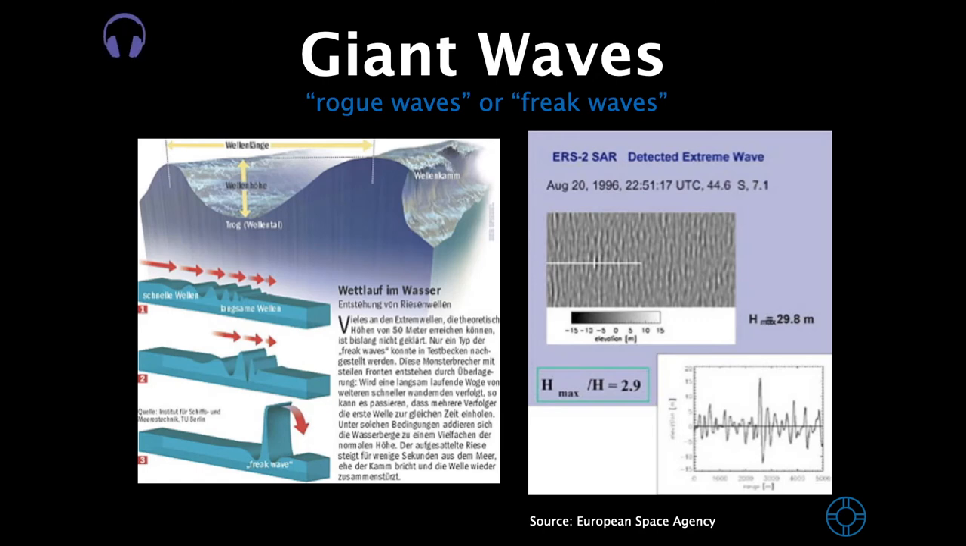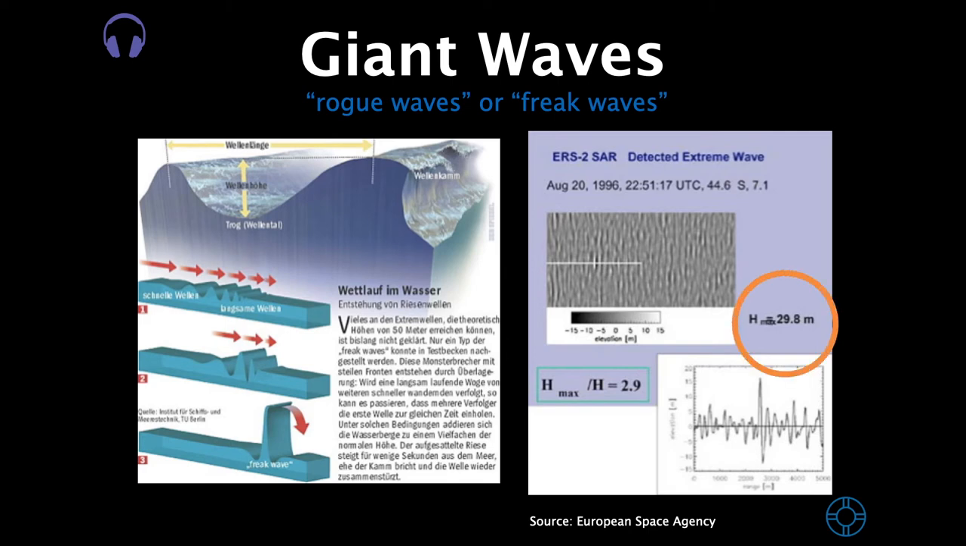This is an illustrated example of rogue, or freak, wave detection. The wave was detected from satellite measurements on the 20th of August 1996 by the European Space Agency. The maximum wave height reached 29.8 meters.